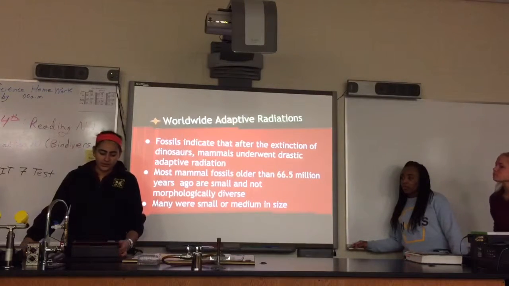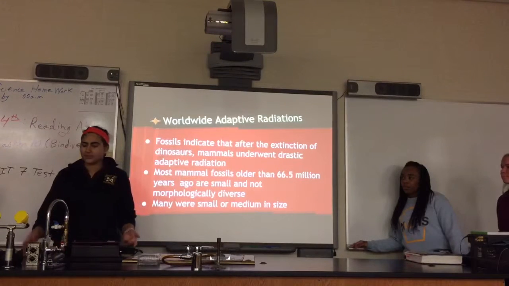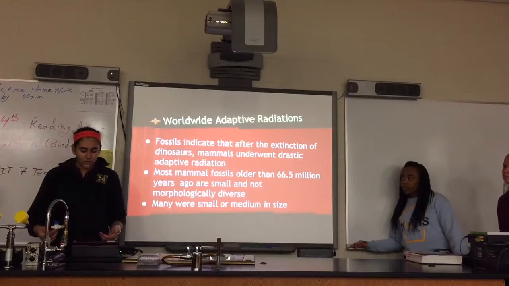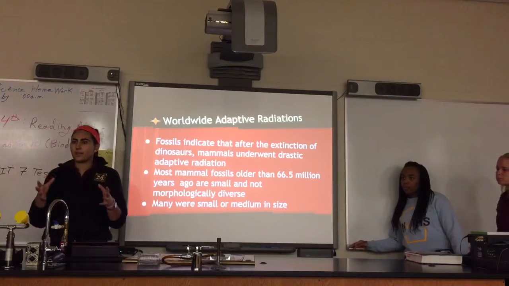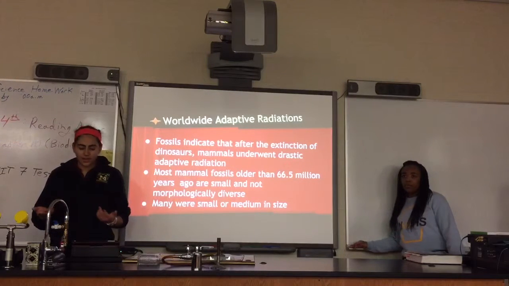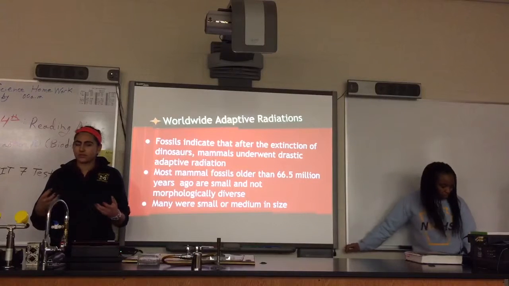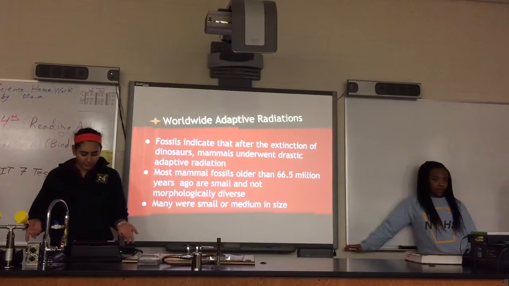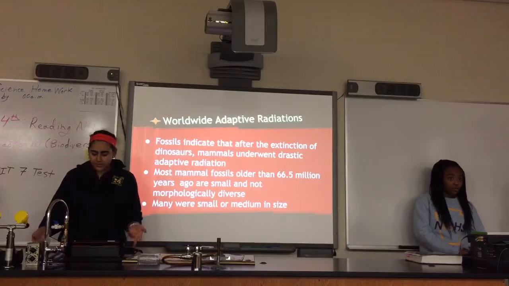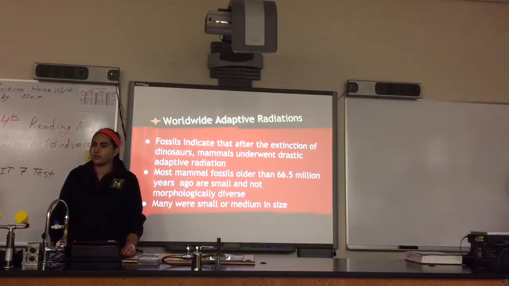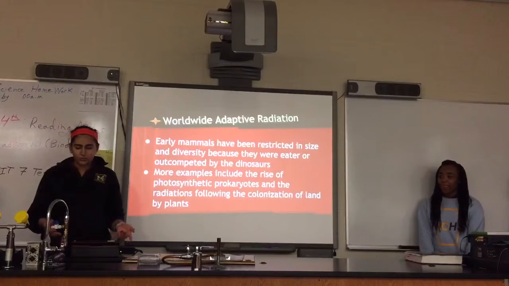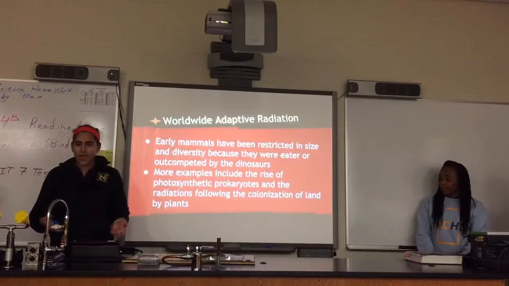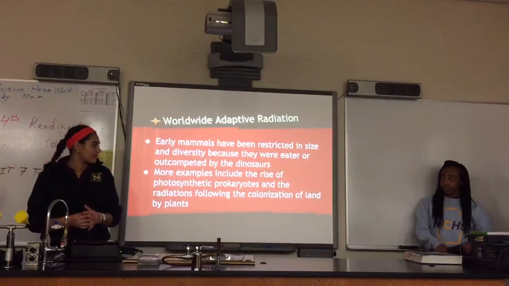When you talk about worldwide adaptive radiations, fossils indicate that after the extinction of the dinosaurs, mammals underwent drastic adaptive radiation. Prior to that, the dinosaurs were prominent in life and were the big animals. They were the leaders, in a sense. They were in control. After they went extinct, adaptive radiation came in, and mammals were able to take control and become the more advanced species on the planet. Proof of this is that 66.5 million years ago, before the extinction, any mammal fossils you find tend to be really small and not very diverse. These early mammals would have been restricted because they would be eaten or outcompeted by dinosaurs. But after the decline of dinosaurs, you can see mammals getting more complex and bigger.